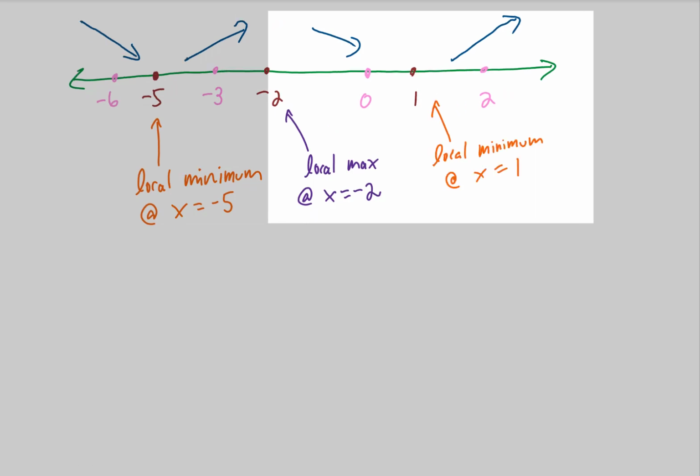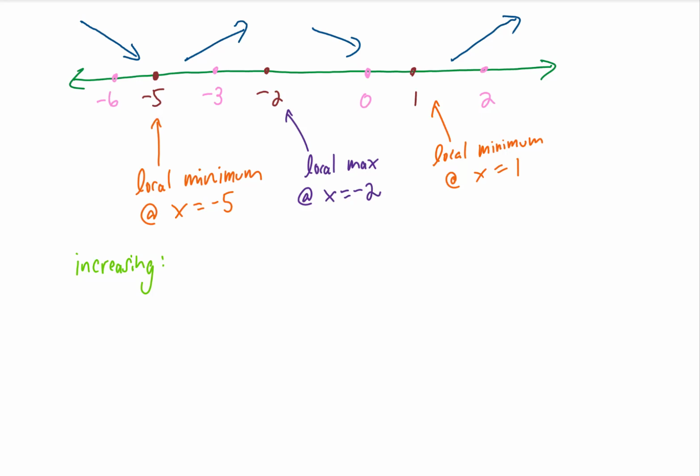Just so we answer all of the questions, we know from this graph that our function is increasing on the interval from negative 5 to negative 2, and on the interval from 1 to infinity. We also know that our function is decreasing on the interval from negative infinity to negative 5, and on the interval from negative 2 to 1.